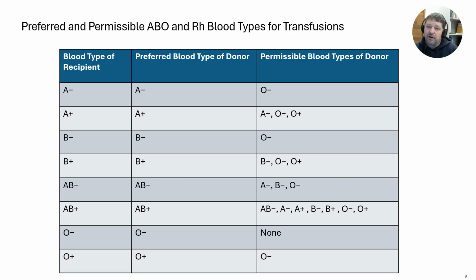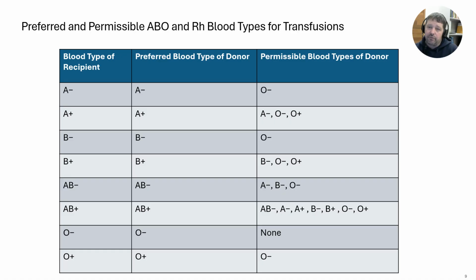That being said, O negative is the universal donor because it's missing the Rh and it's missing the antigens A and B. So it can be donated to every single blood type. So O negative's it. It's the universal donor. It can be donated to A negative all the way through O positive. Okay, but the blood type that would be preferred in most cases is whatever blood type you actually are. If you're B negative, it's B negative.